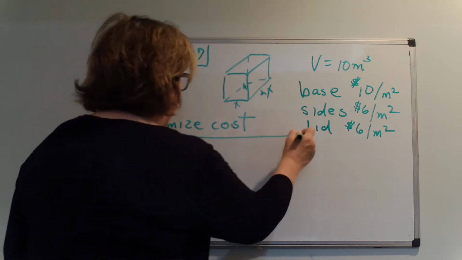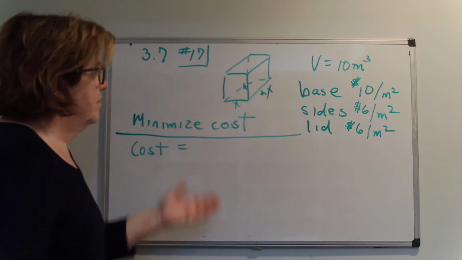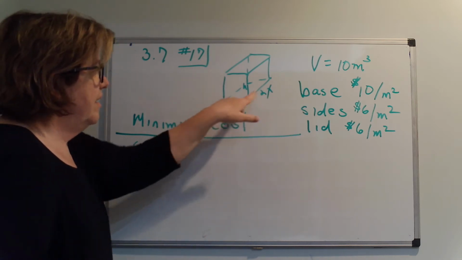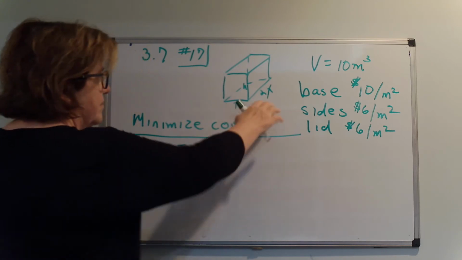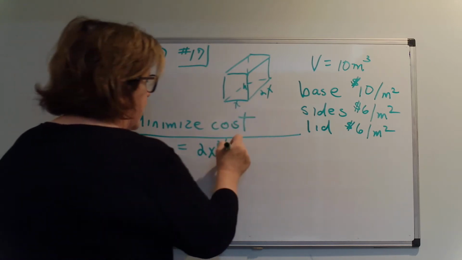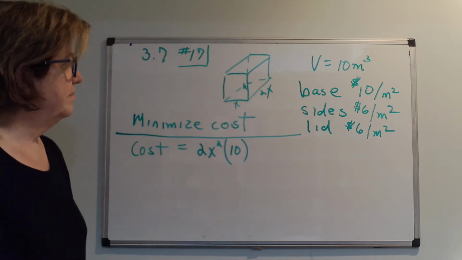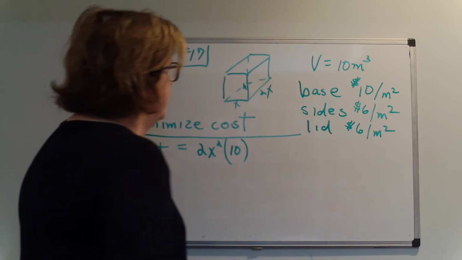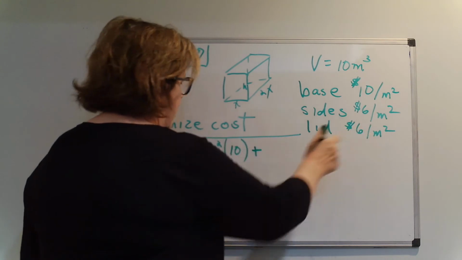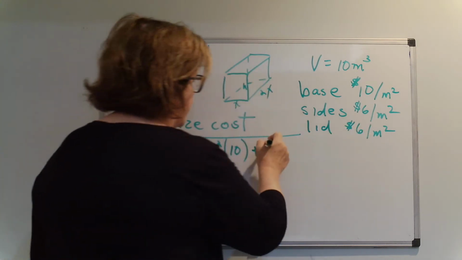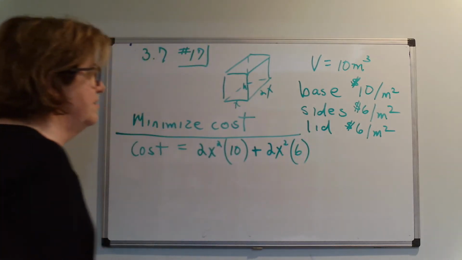The cost would be equal to the cost of the base. The area of the base is x times 2x, or 2x squared, times $10 per square meter. That's the cost of the base. The cost of the lid is $6 per square meter, and the lid is going to have the same area, but it's $6 per square meter.